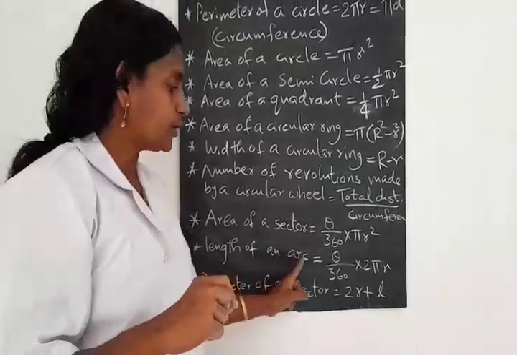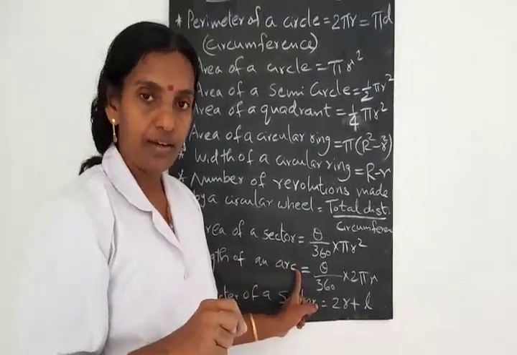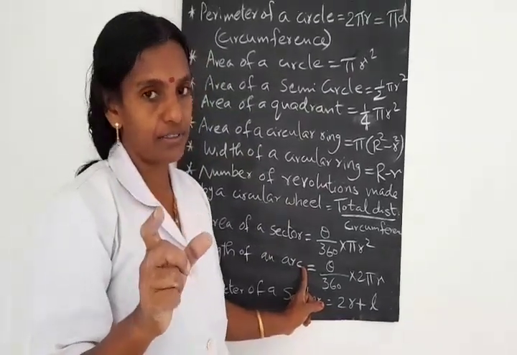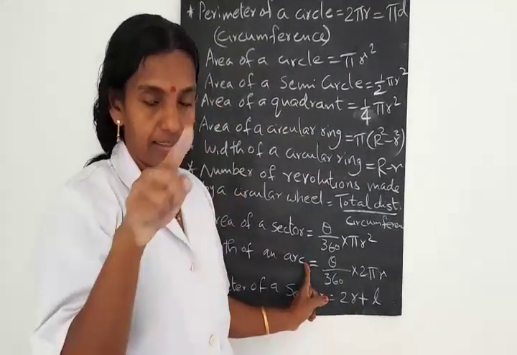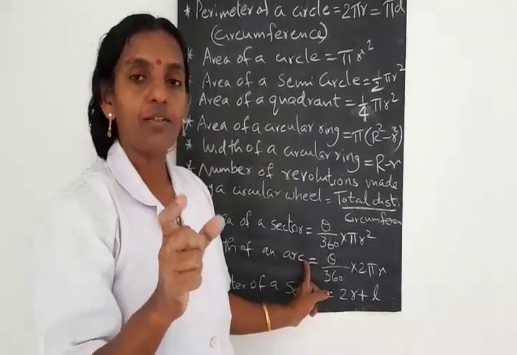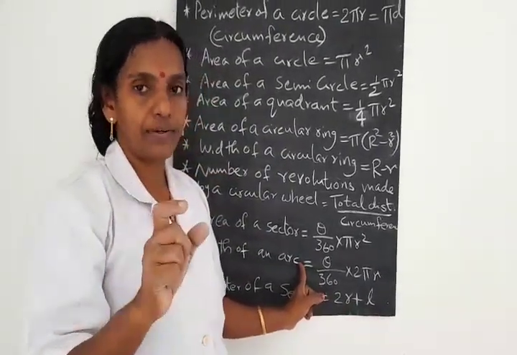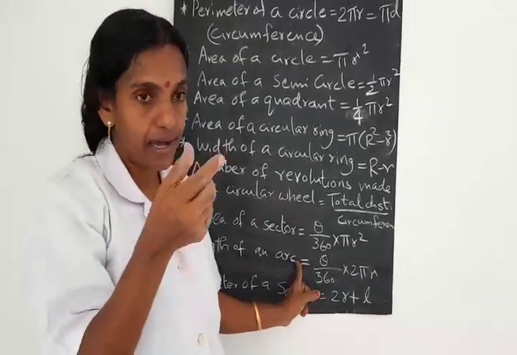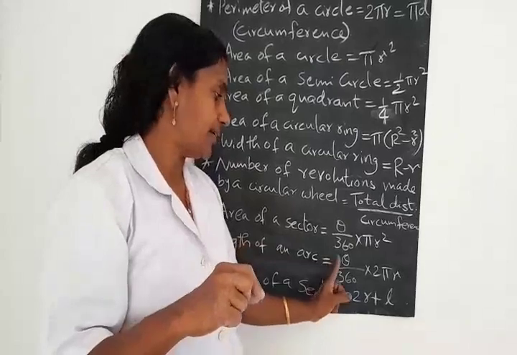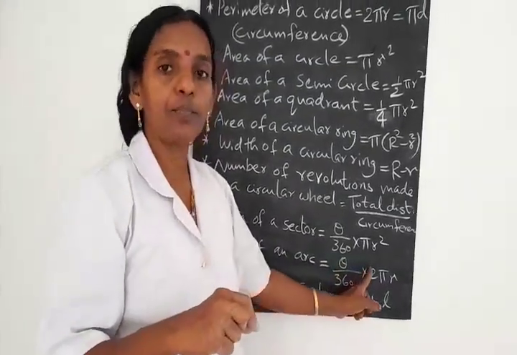Now the next is length of an arc. Arc length means what? It is a part of a circle. The circle means the boundary only, so a part, a piece of the circle. So total length of the circle is 2 pi r, that's the circumference. A part only we are taking, which is making an angle theta degree at the center. So that is the formula, theta by 360 into 2 pi r.